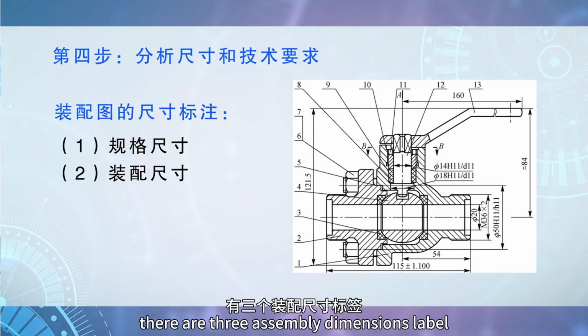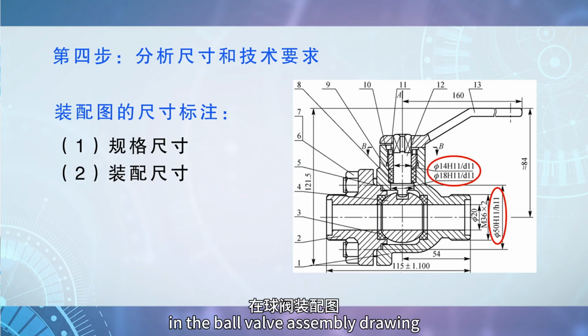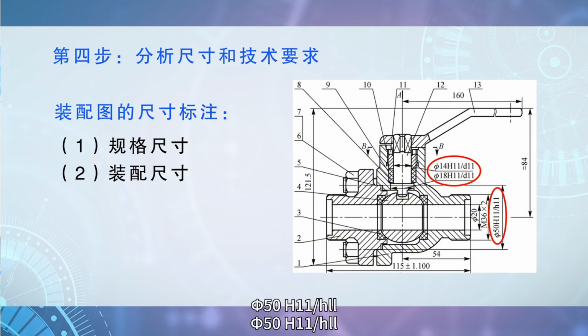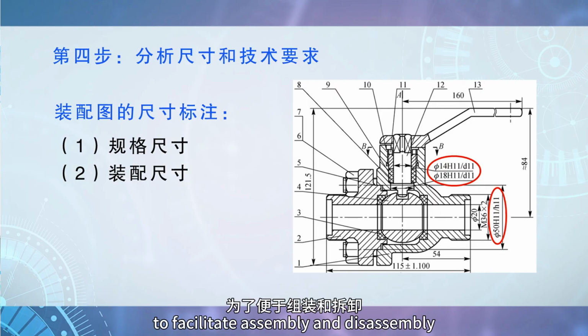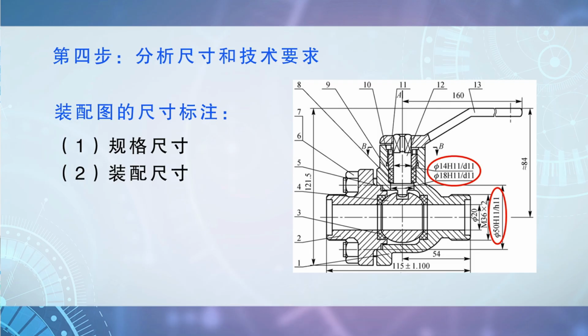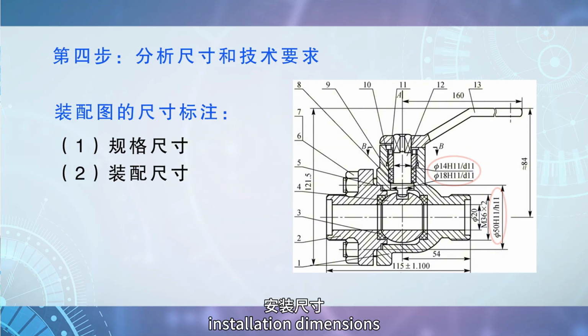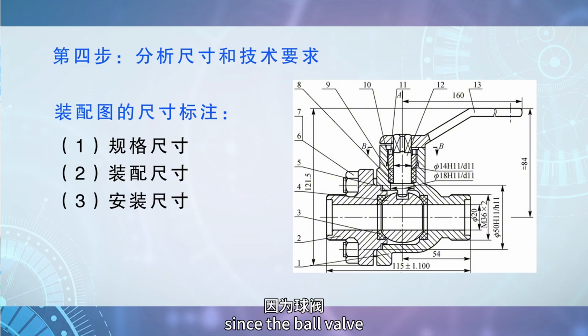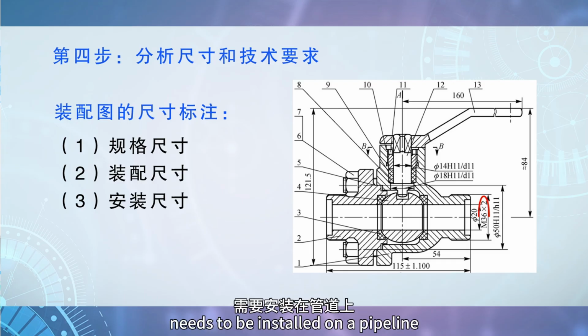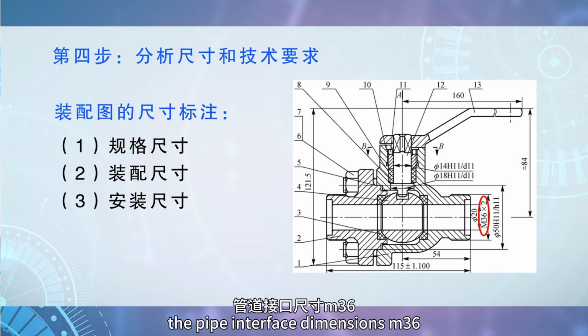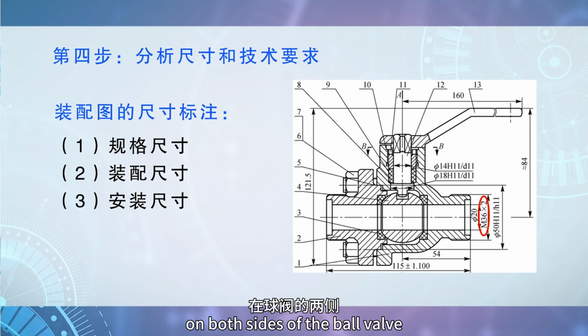There are 3 assembly dimensions labeled in the ball valve assembly drawing: phi 50 H11, phi 14 H11/D11, and phi 18 H11/D11. To facilitate assembly and disassembly, all 3 use a clearance fit with a basic hole system. Installation dimensions. Since the ball valve needs to be installed on a pipeline, the pipe interface dimensions M36 on both sides of the ball valve are the installation dimensions.